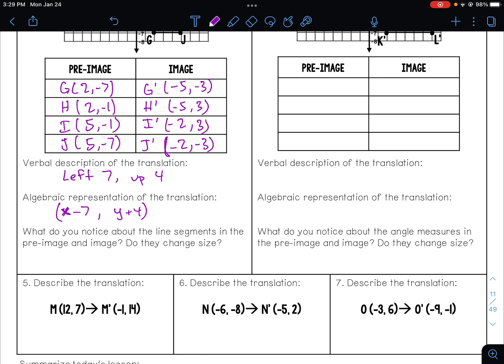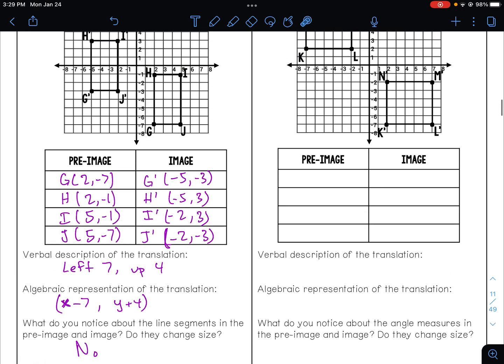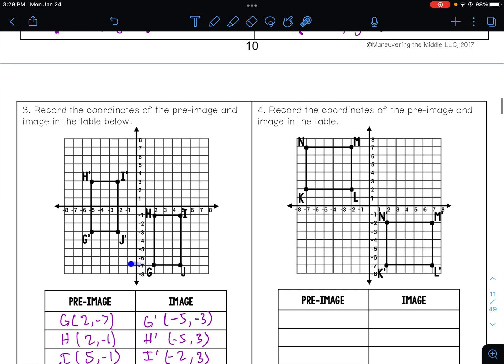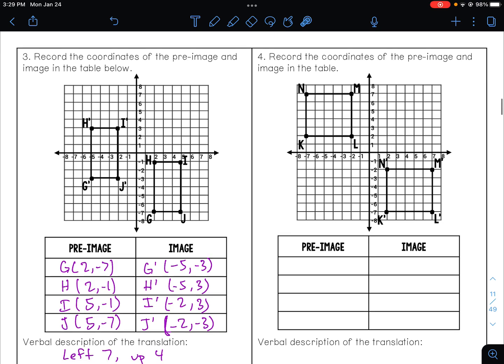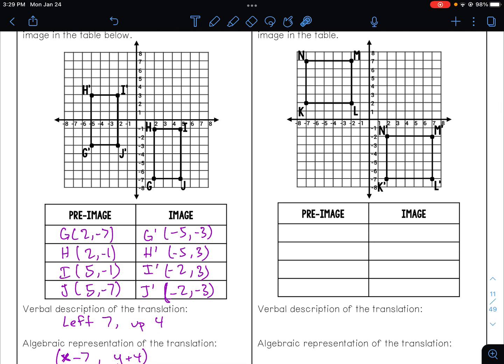What do you notice about the line segments in the pre-image and the post-image? Do they change size? No. This is considered a rigid transformation. The transformation is rigid. The size and the shape has not changed at all.